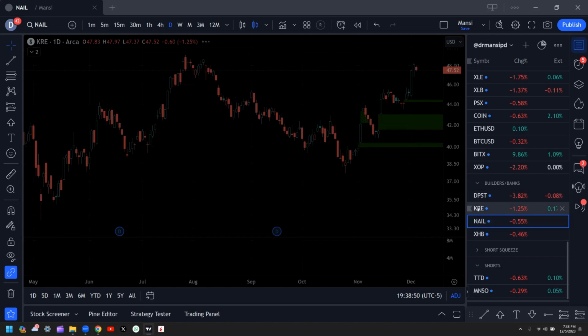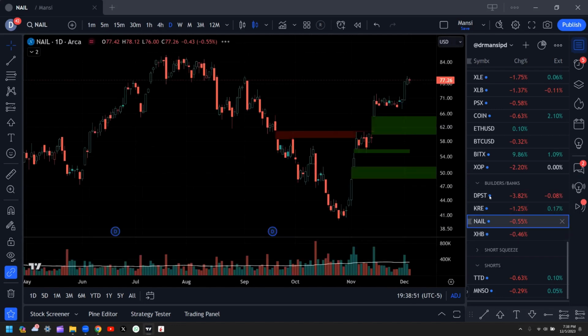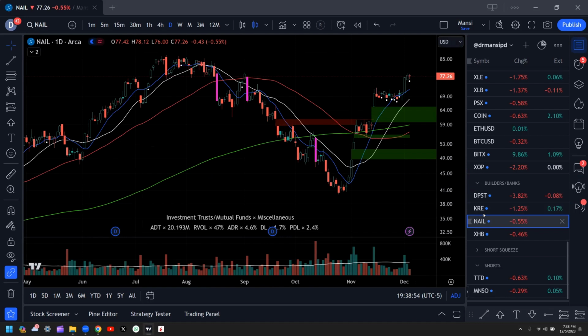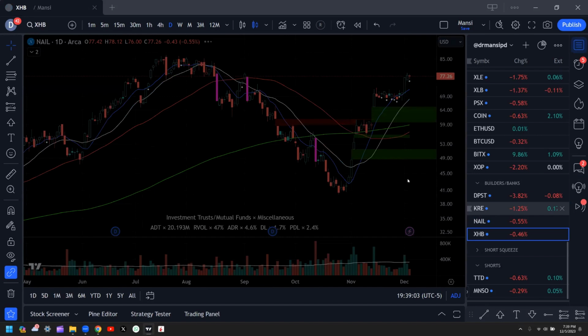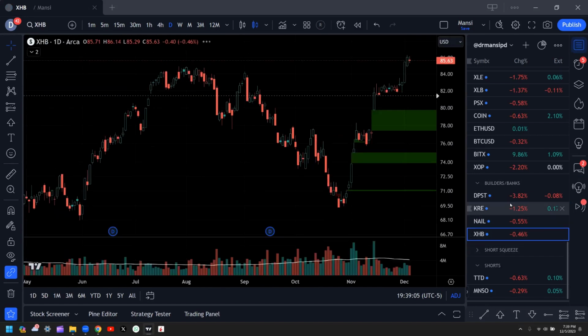And again, I do my analysis on KRE and XHP. And then if I were to play them, I would play them through the triple leveraged ETFs, which is NAIL and DPST. So this was obviously the buy point, which I missed. And now I just have to wait for a setup.